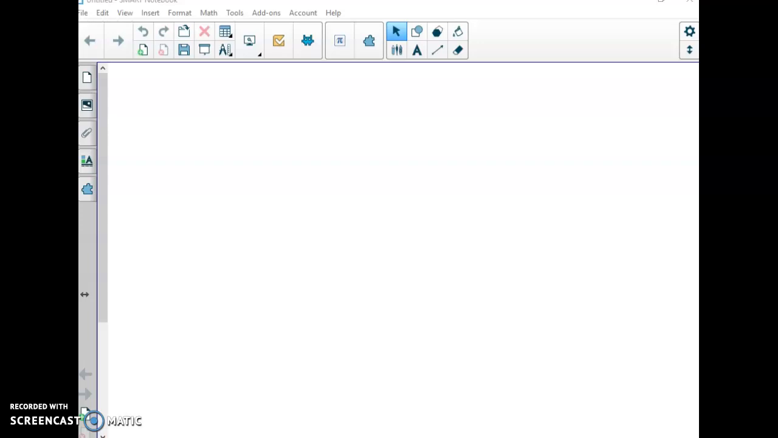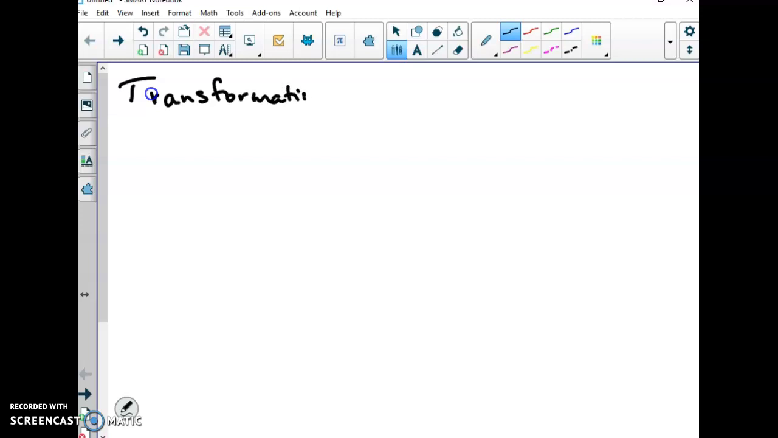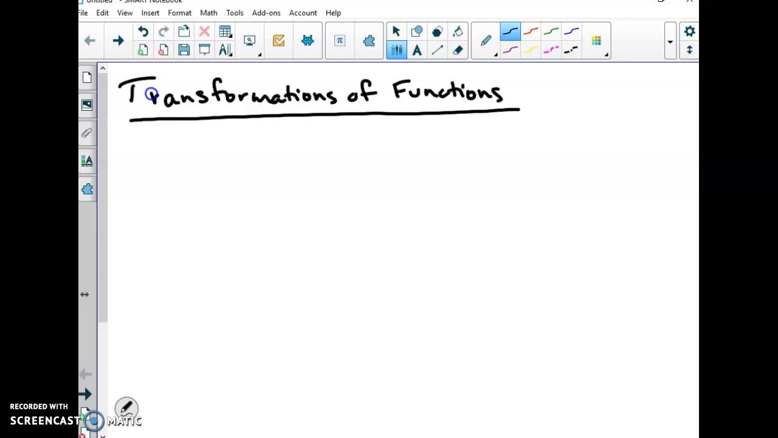We are going to be looking at transformations of functions. When we're thinking about transformations, this is where you are moving something. You are either translating it, aka a slide, or you could be reflecting it over a line. You could be causing a dilation, which is scaling it smaller or larger. You could also be doing a rotation, but specifically we're going to be looking at translations and reflections.